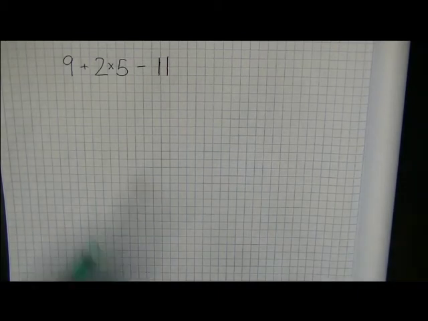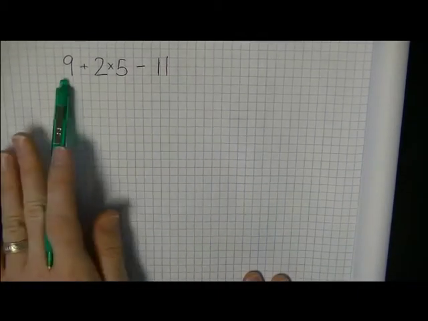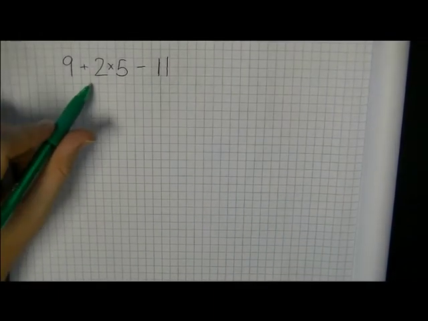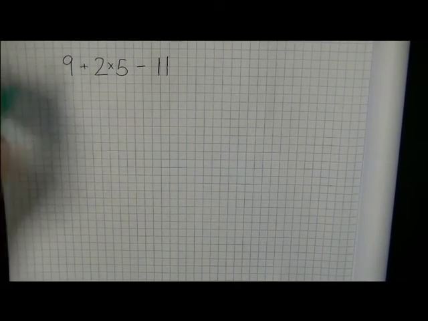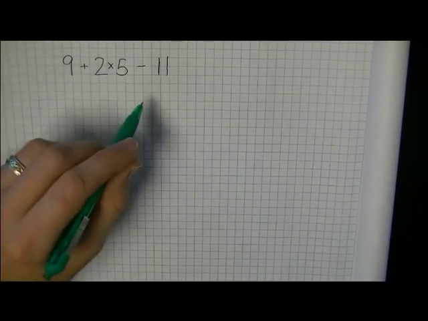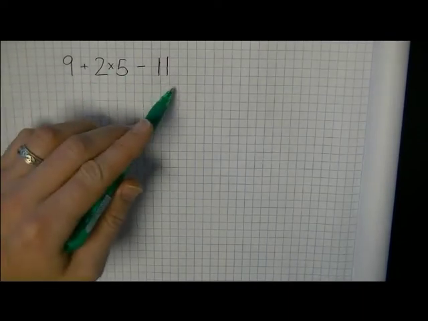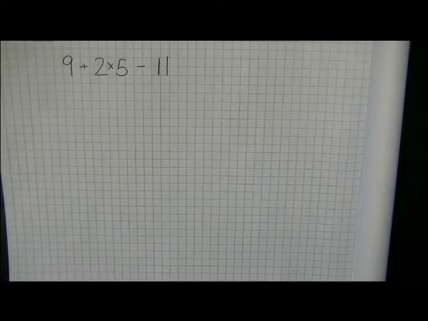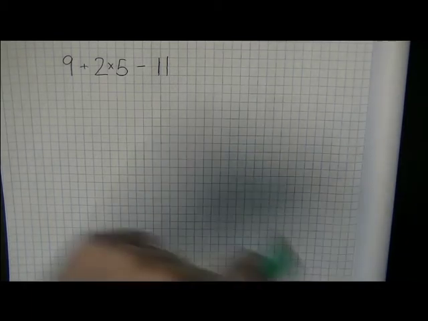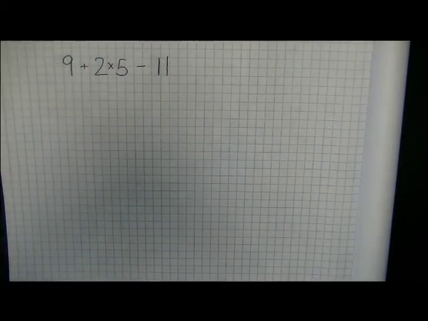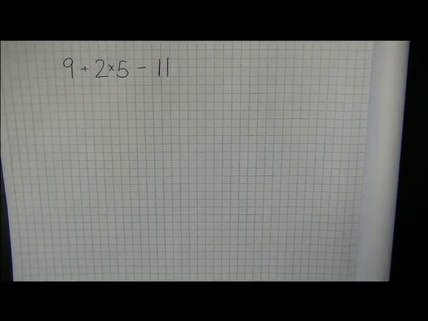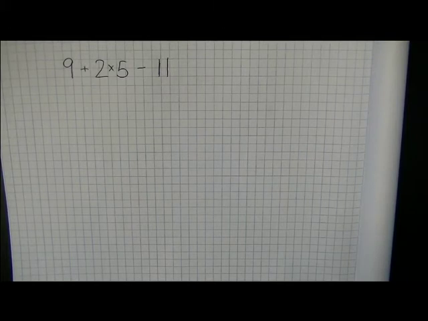And so when we're writing down a line like this, we need to decide, okay, how do I interpret this? Is this 9 plus 2, which would be 11, and then multiply that by 5 to get 55, and then subtract 11 to get 44? No, that's not how this works. What we do in how we interpret this math is we have a strict order of operations that needs to be followed. And it goes like this.